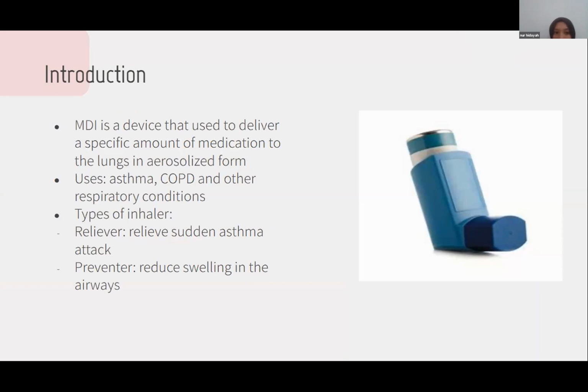There are two types of inhaler. The first one is the reliever, to relieve a sudden asthma attack. So we give the patient a salbutamol inhaler. And the next one is the preventer, to reduce swelling in the airway and asthma attacks. And we give the patient a beclomethasone inhaler.